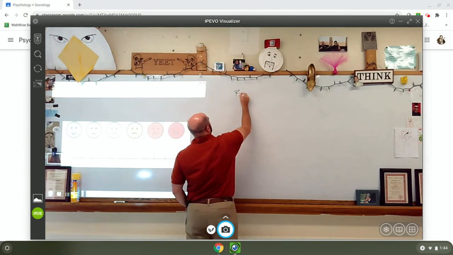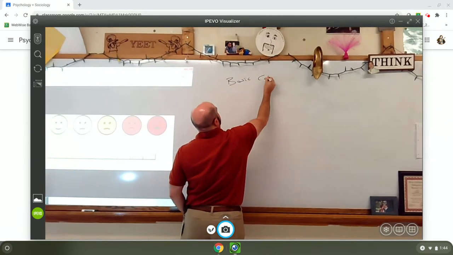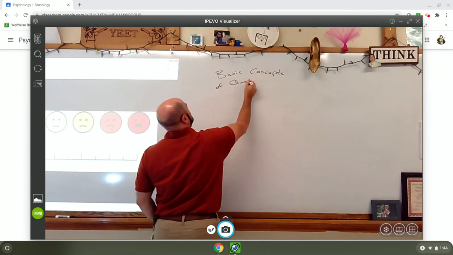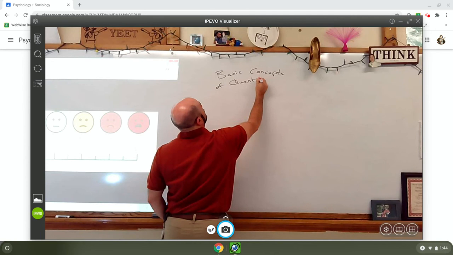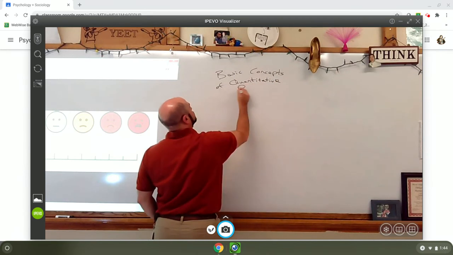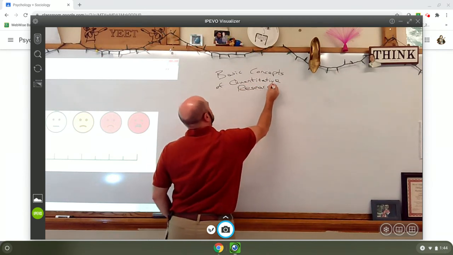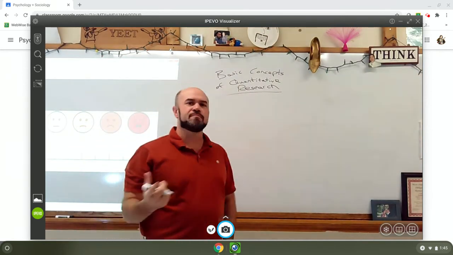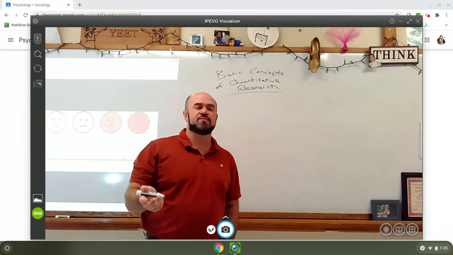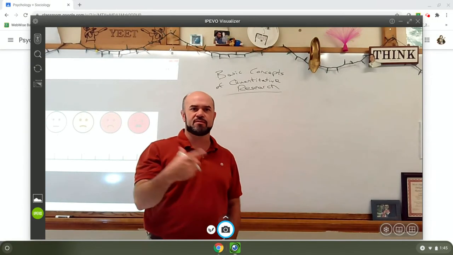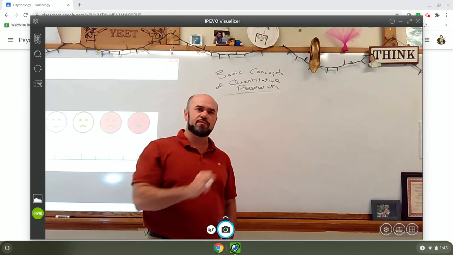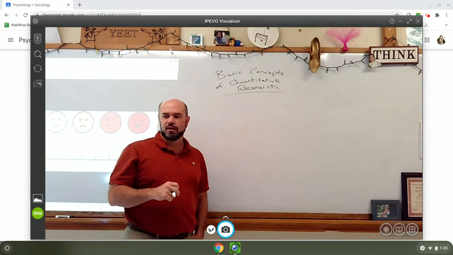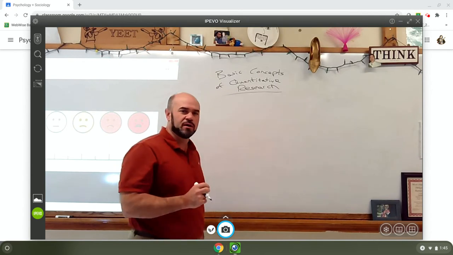So in our notes, let's write basic concepts of quantitative research. That'll be our big heading. And these other mathematical terms that we need to be familiar with, you're probably going to know them, right? I've got 10th, 11th, and 12th graders in my psych course, and you've probably run into at least 3 or 4 of these mathematical terms in the past.